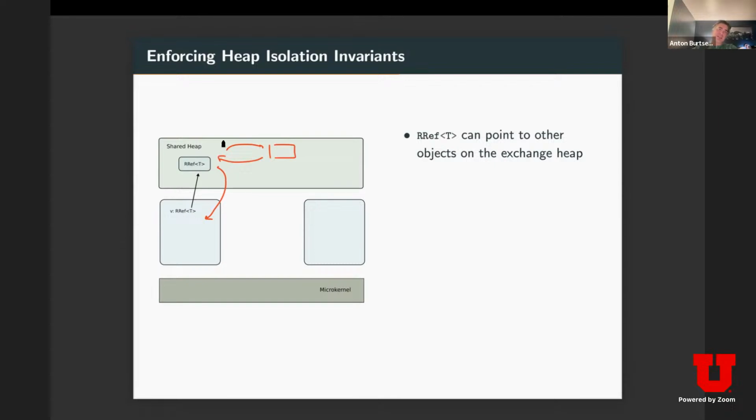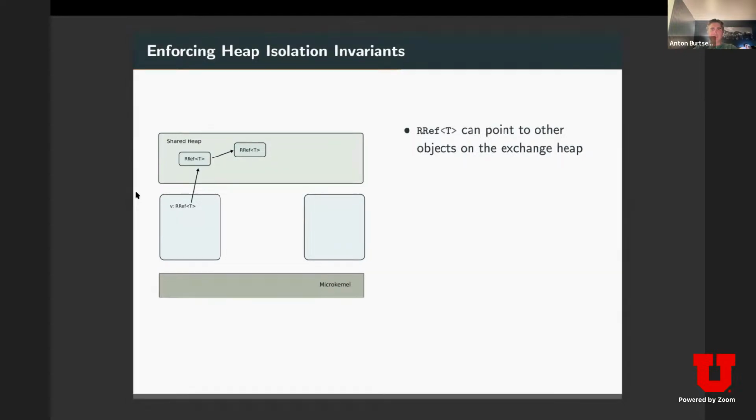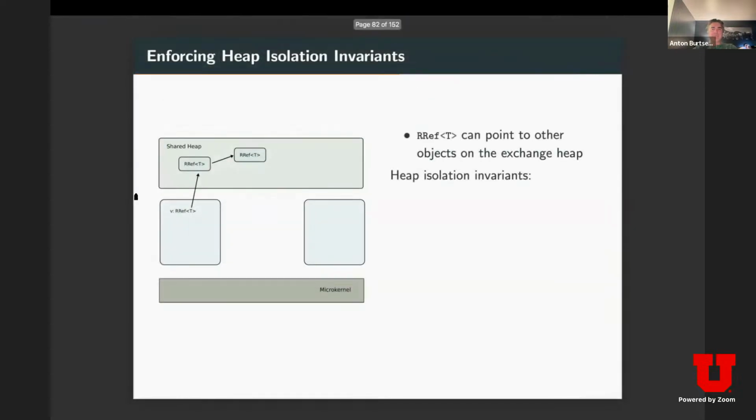Because then if we have a cycle, we cannot really deallocate the object easily, right? So okay, cool. What we do is allow refs to point to other refs on the exchange heap, but we implement what we call heap isolation invariants, right? Invariant number one: there will be no cycles on the exchange heap. I just talked about it.